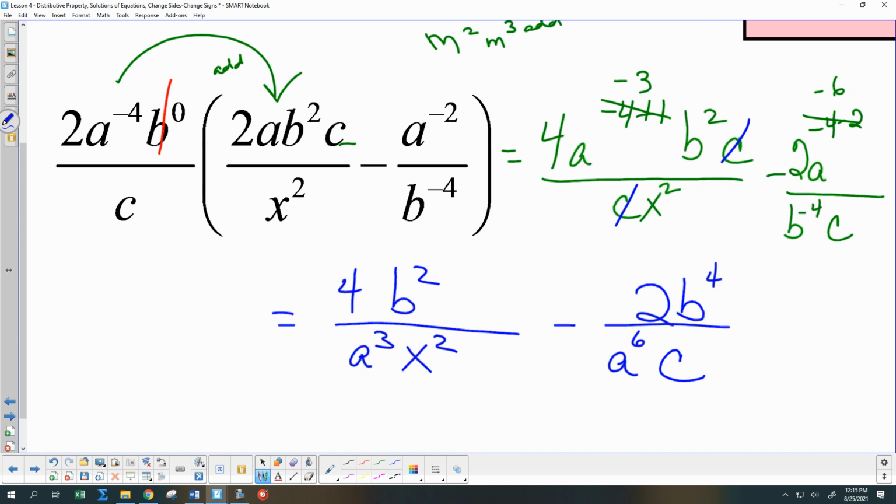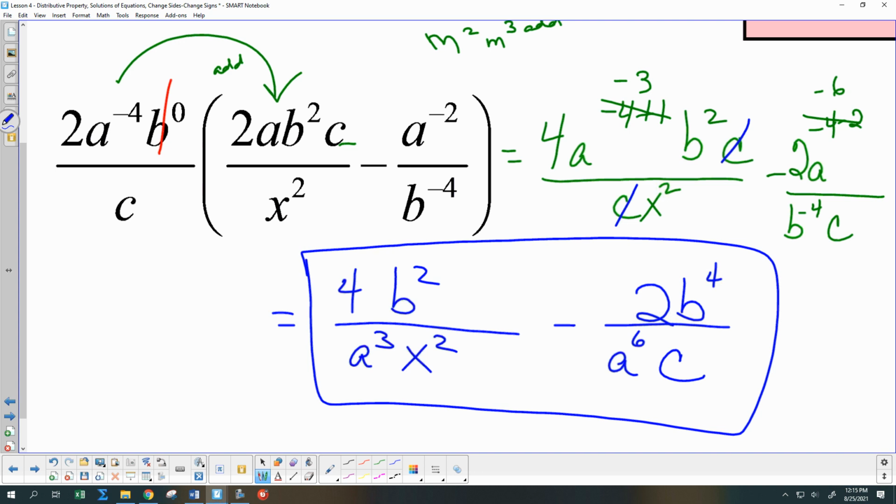Are those like terms? Do they have the same variables in the same spots with the same exponents? No, they're totally different. So we can't put them together. We can just stop.